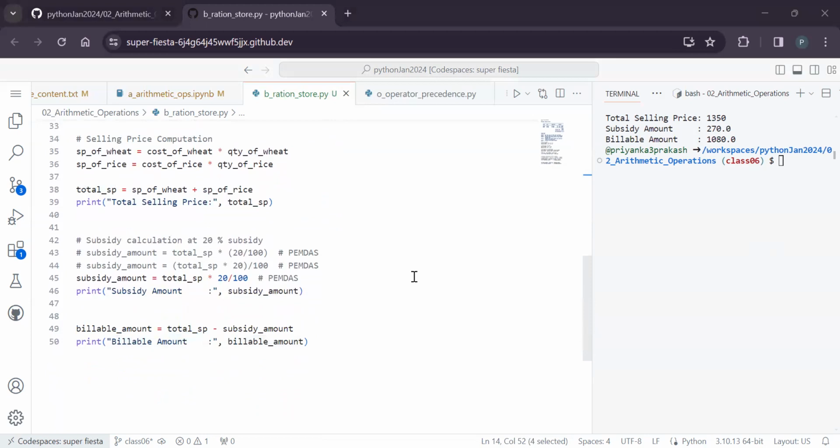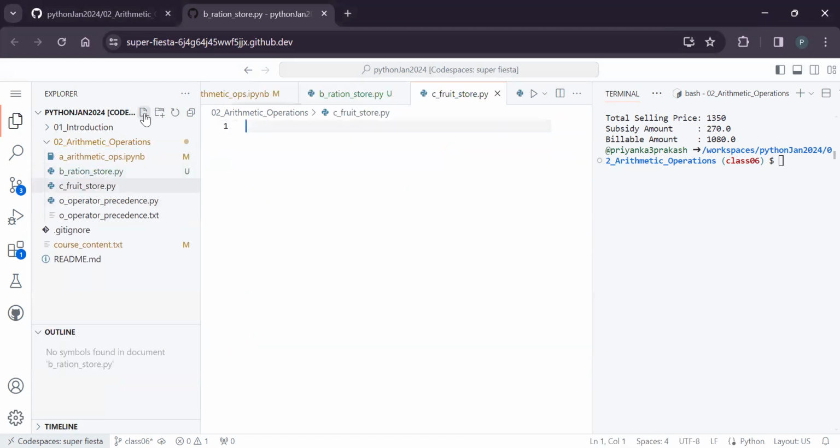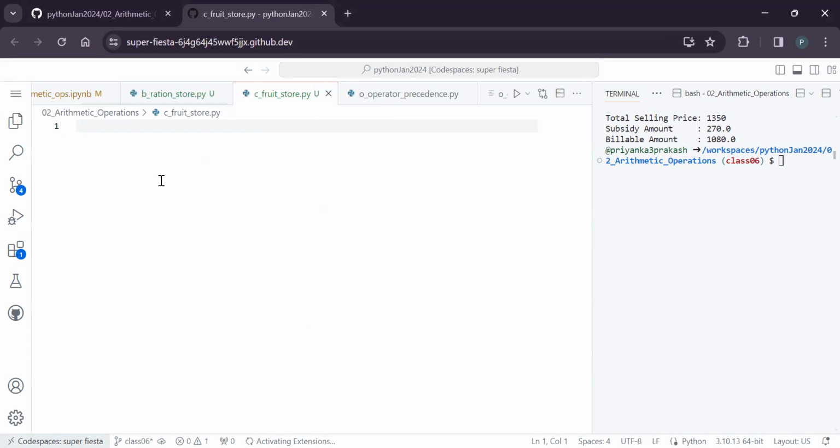Similarly, let's implement one more practical problem. With more such problems, you will learn a lot of concepts. Let me take a small enhancement to this. Say, a fruit store. This time again one more problem. This time I want to create a fruit store.